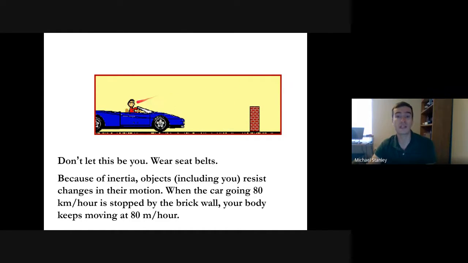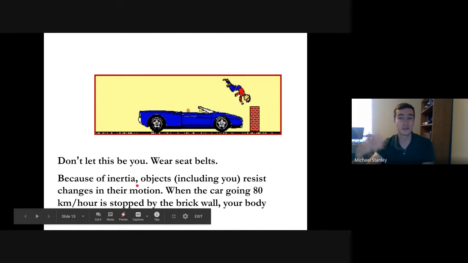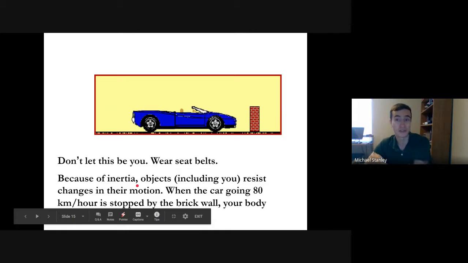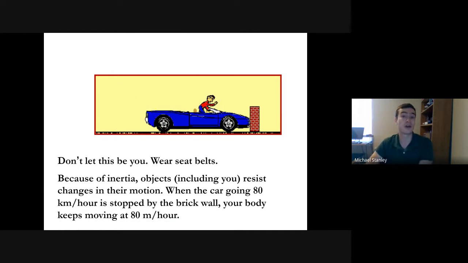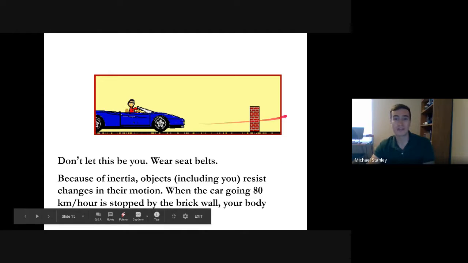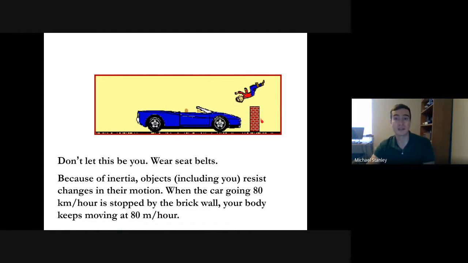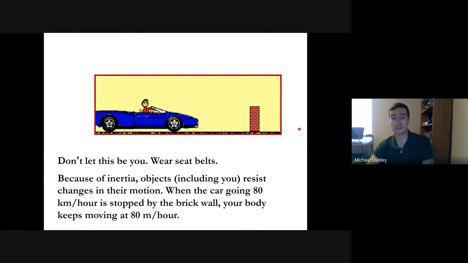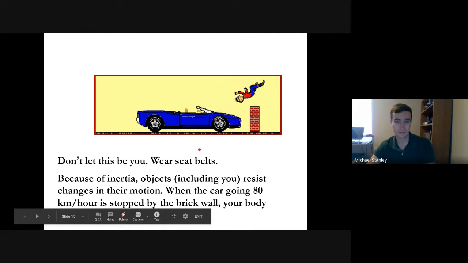So all of this extra movement from our person here is due to inertia, due to that first law of motion. Things in motion will keep in motion until they are acted upon by an outside force. For the car, that outside force is this brick wall. But for this person, that outside force is probably going to be the asphalt over here on the other side. That's what's going to stop them from traveling at 80 kilometers an hour.